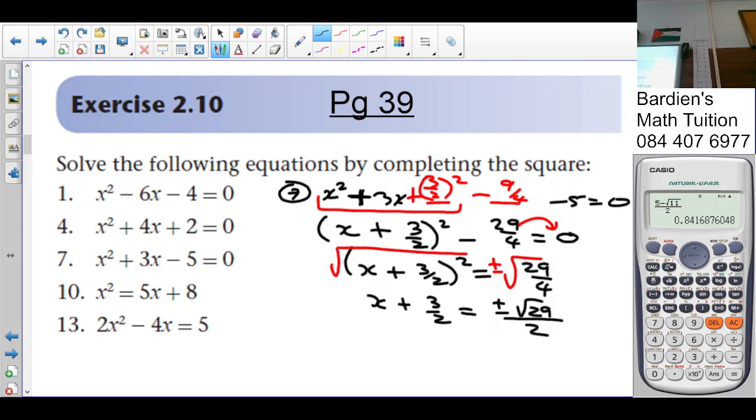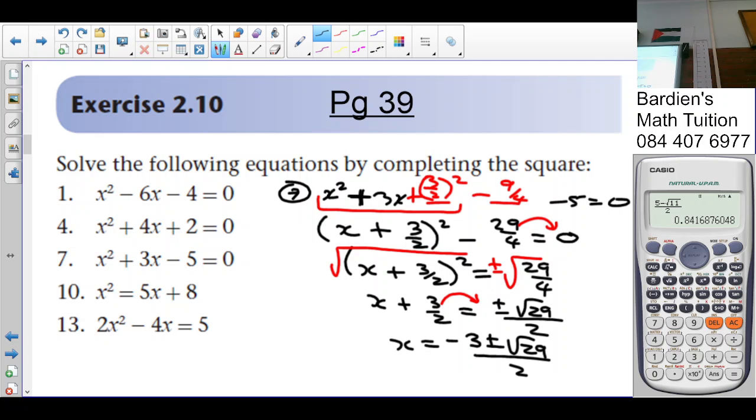Now what do we do? The 3 over 2 goes over. So x is equal to negative 3 over 2 plus minus the square root of 29 over 2. Any confusion?